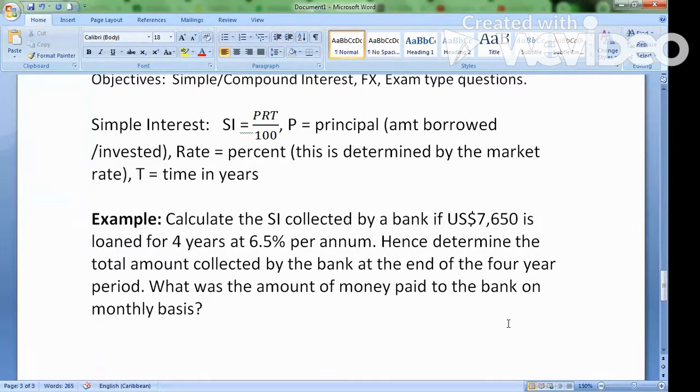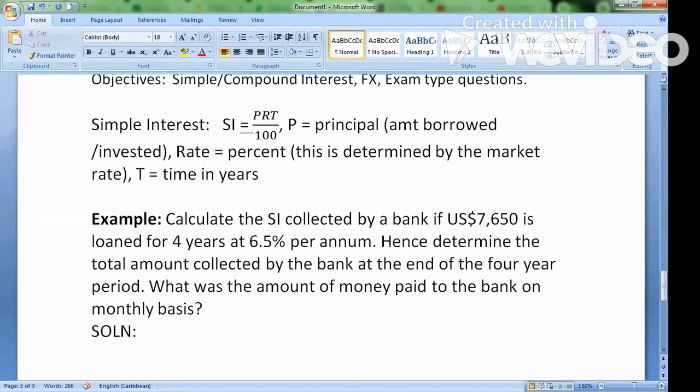So calculate the simple interest collected by a bank if US $7650 is loaned for 4 years at 6.5% per annum. Hence determine the total amount collected by the bank at the end of the 4-year period. What was the amount of money paid to the bank on a monthly basis? All right. Everybody understand what's going on with the question? Yes, sir. Yeah, it's a loan.